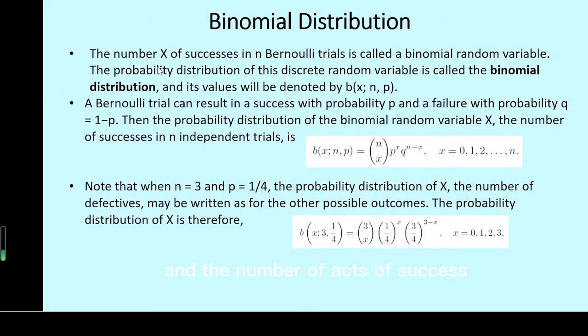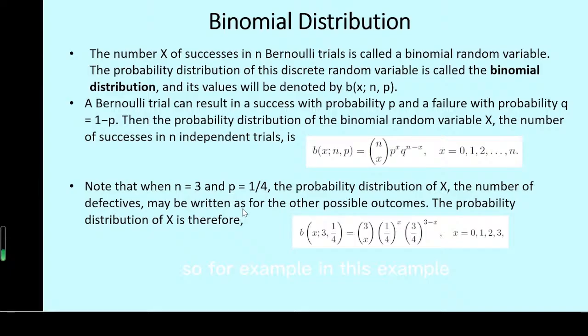The number X of successes in n Bernoulli trials is called a binomial random variable. Its distribution is a discrete distribution called b(x; n, p), which means the probability of x successes during n trials with constant success rate p. The probability distribution has the form combination n choose x times p to the x power times q to the n minus x power, where q equals 1 minus p.